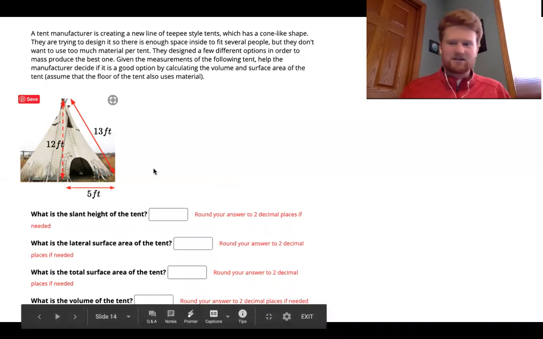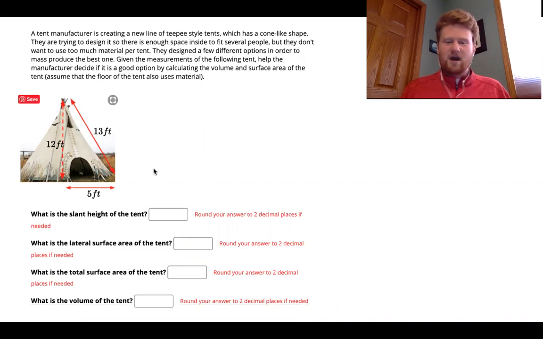And they're testing out different kinds of tents because they want to get a lot of volume, but they want to use less material. So here's one of the options they have, and your task is to figure out what the surface area is and the volume.